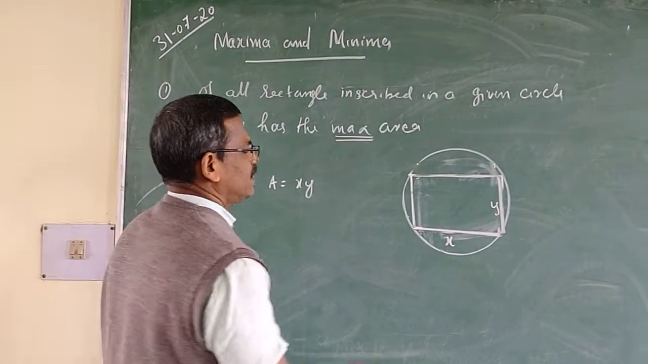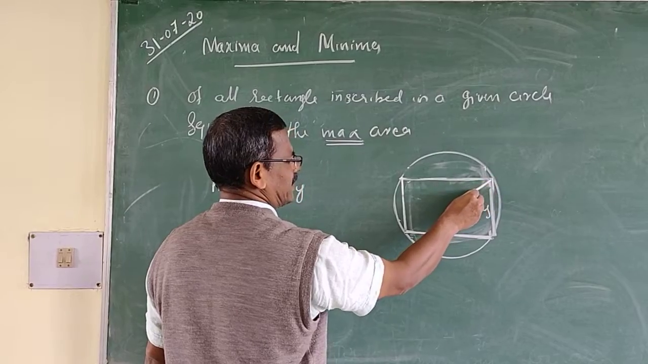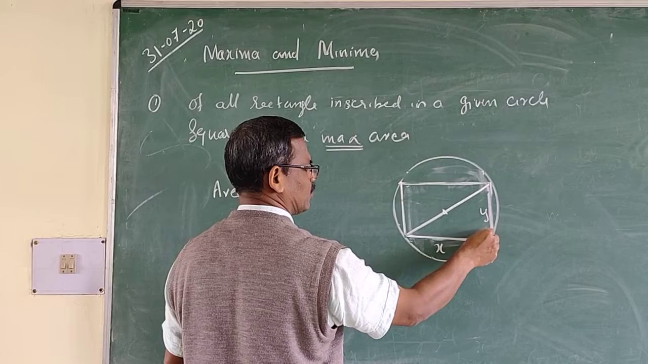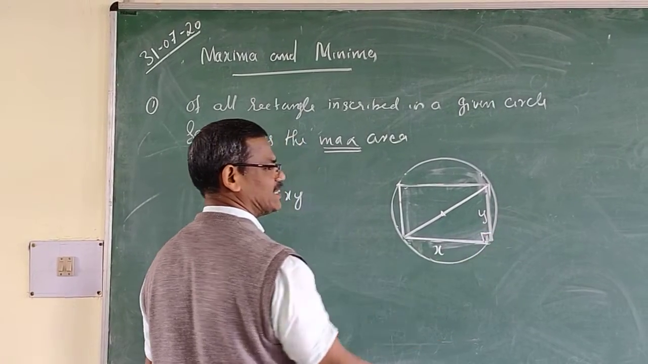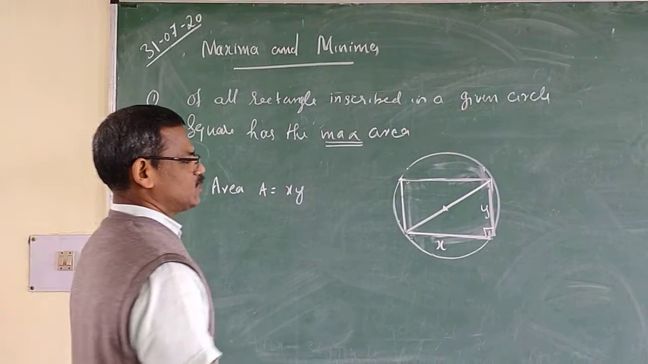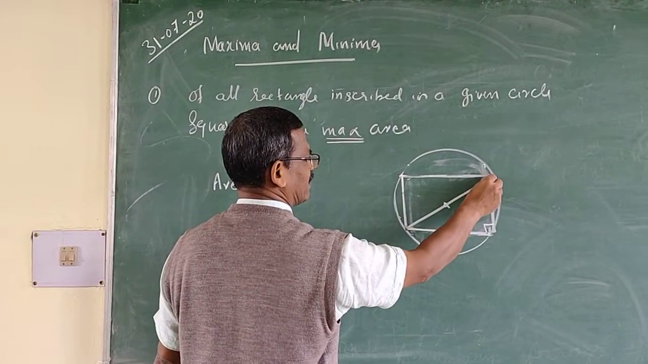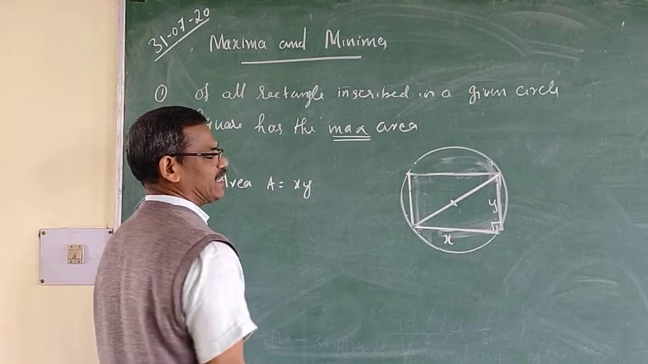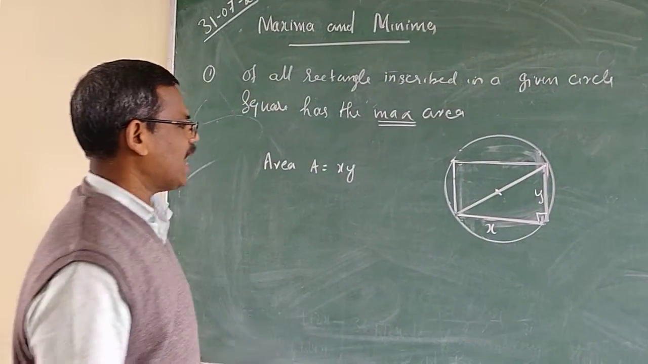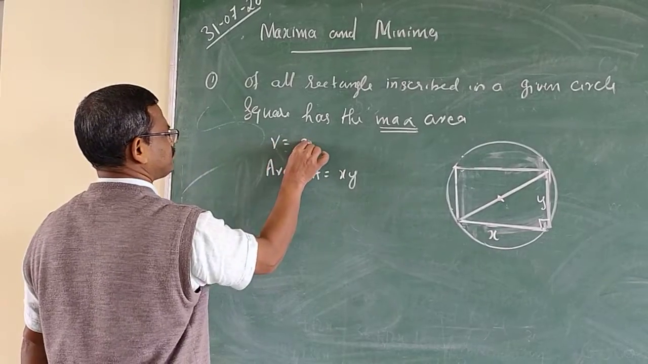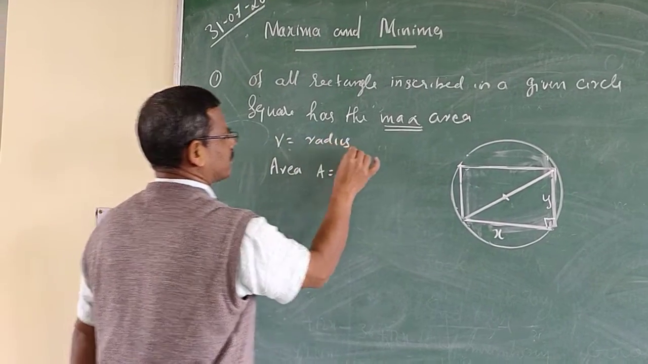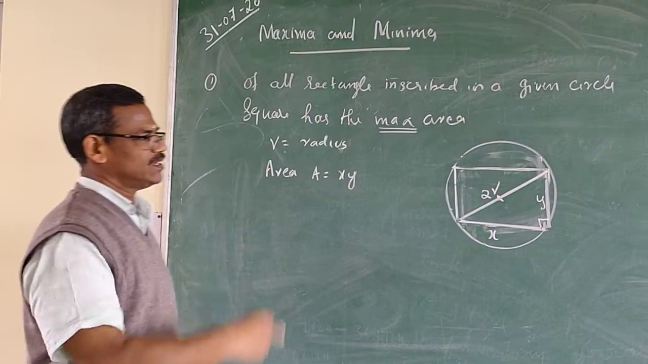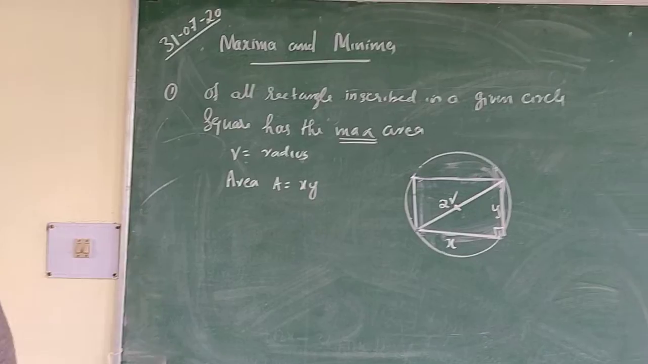Now see here, the diagonal will pass through the center. The reason is that you know in class 10 you have studied that the angle in a semicircle is 90 degrees. So by that condition, the diagonal of this rectangle will pass through the center. Now I have taken the radius of the circle as r, so the diagonal becomes 2r.